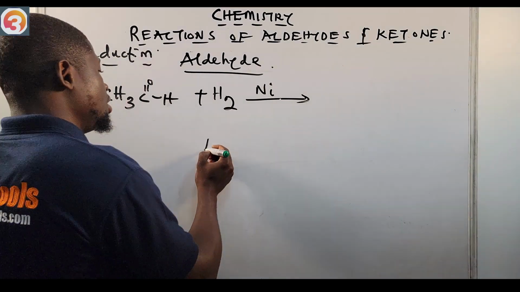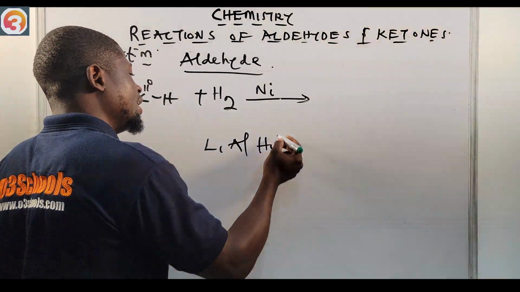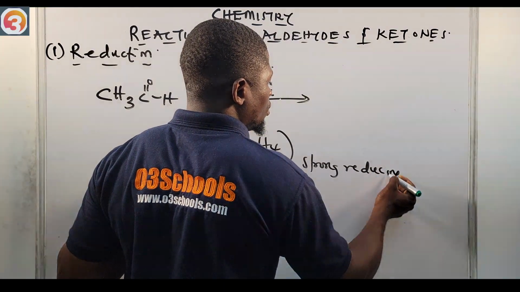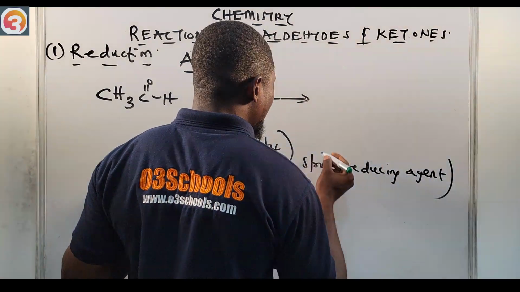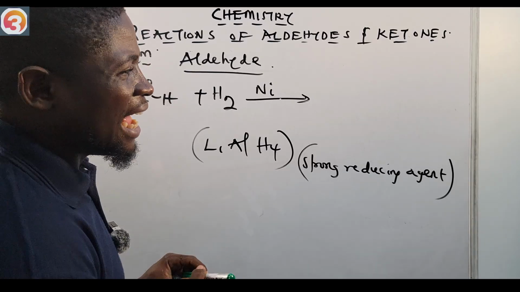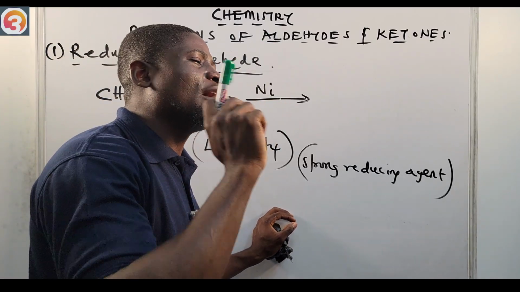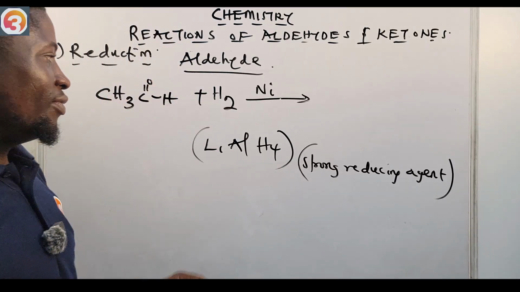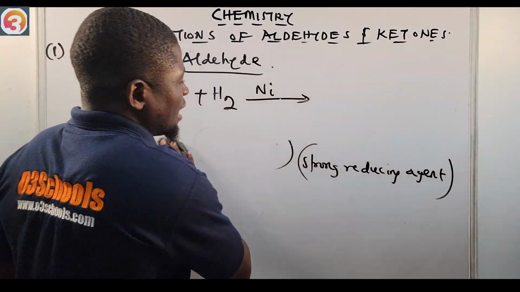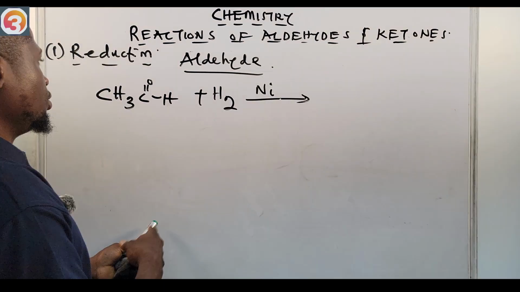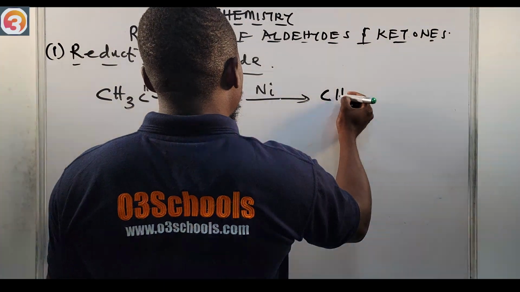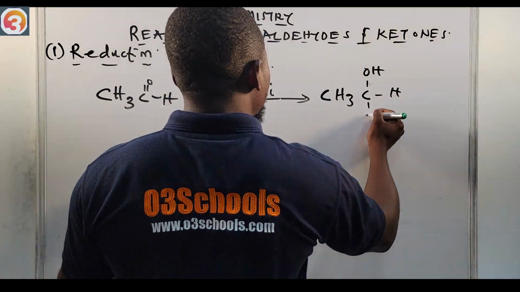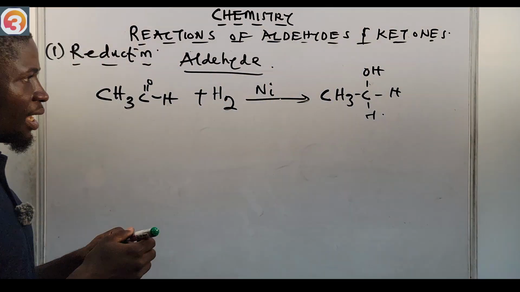Lithium aluminium hydride is a very strong reducing agent. It can almost reduce every compound having a carbonyl group, and it can always reduce it to an alcohol. Please take note of that. So this reduces it to the corresponding alcohol. So I'm going to have CH3, C bonded to OH, then H.